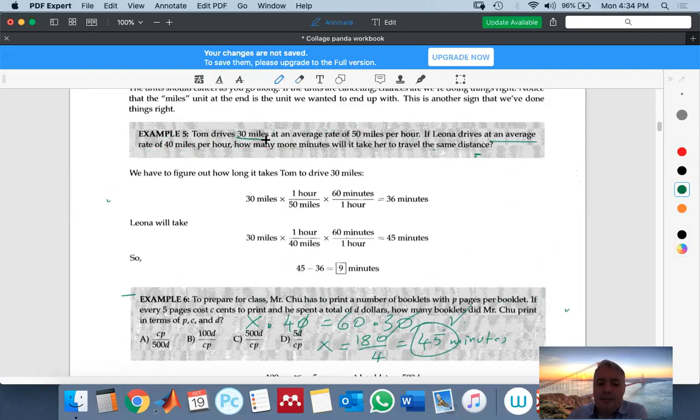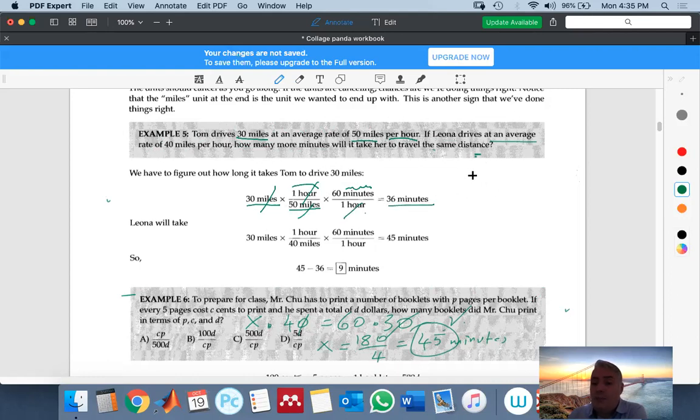30 miles, we start. It says per hour, 50 miles. So 50 miles we are writing in 1 hour. Why 1? Per hour it says, so it means 1 hour. And then in 1 hour, what do we have? We have 60 minutes. So we write 1 hour, 60 minutes. Miles cancel miles, hours cancel hours. So what is left? Just minutes. Good. So 30 times 1 times 60 divided by 50 times 1, which is 36.